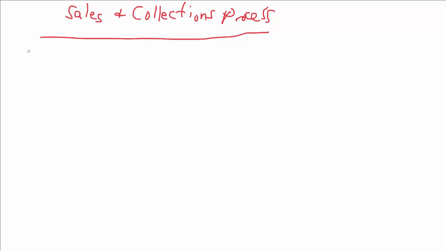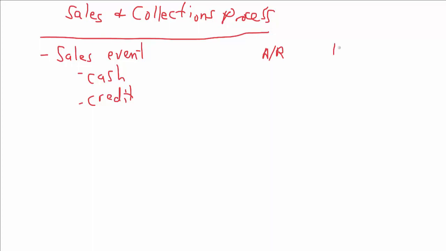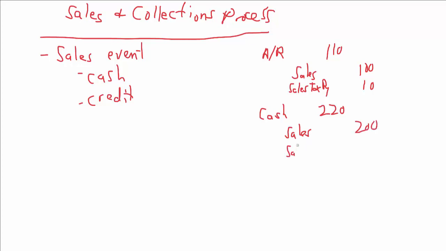Now, if you think back to your previous coursework, you'll recognize we've got a sales event. And that sales event could be for cash. It could be for credit. So that means we may have a transaction that is accounts receivable for credit for $110. The sales itself for $100, and then sales tax payable for $10. All right. Or if we collect the cash right away, then we have cash $220, sales $200, and sales tax payable of $20.